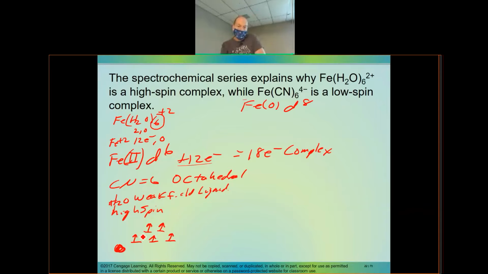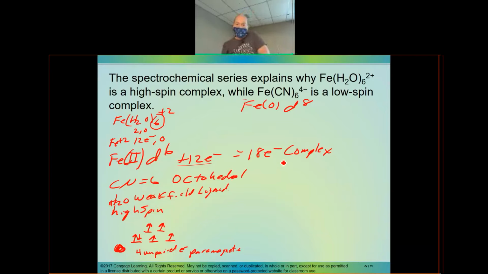And then we need one more. That comes back down to where we started. And so there is your high spin d6, which has 4 unpaired electrons. And it is paramagnetic, which is attracted to a magnetic field.